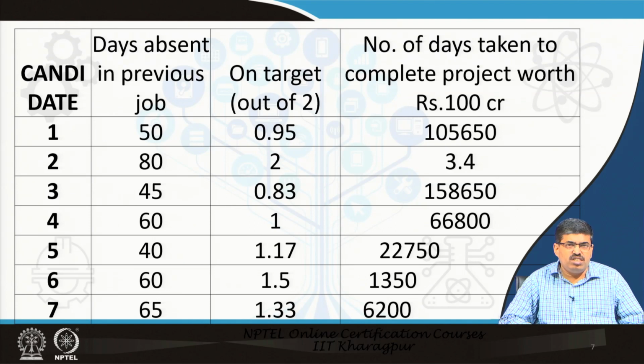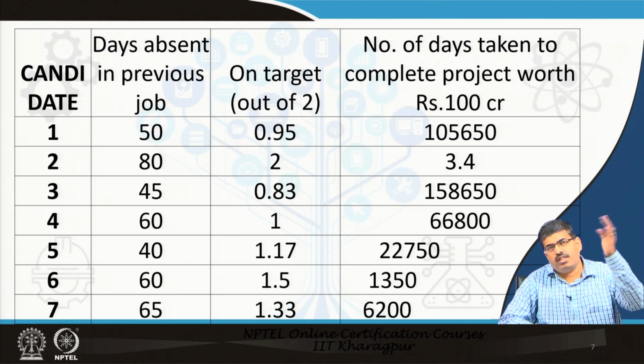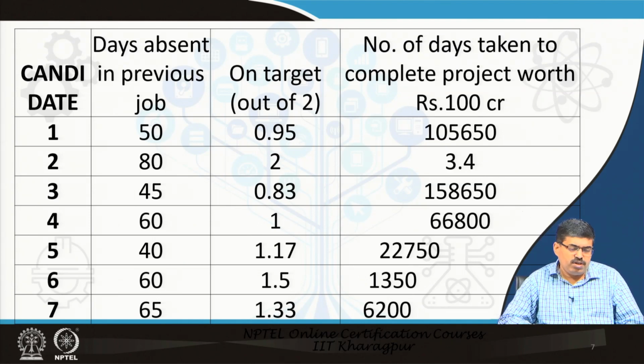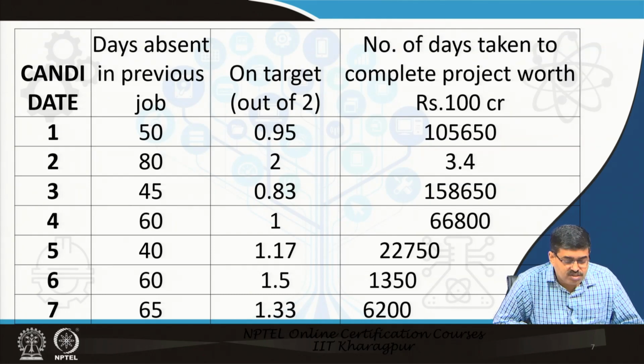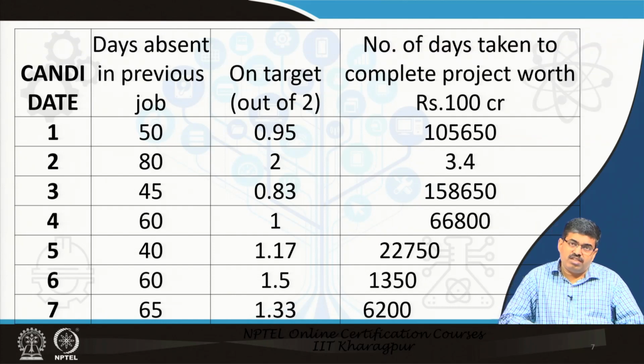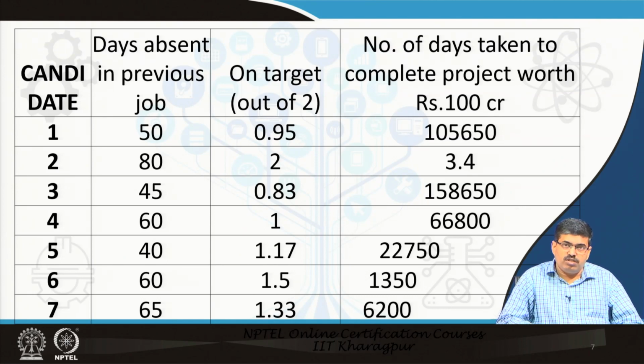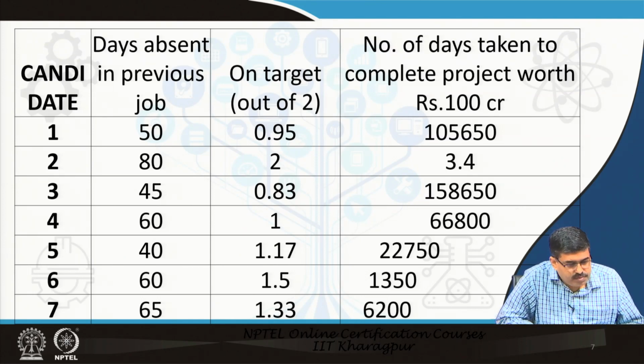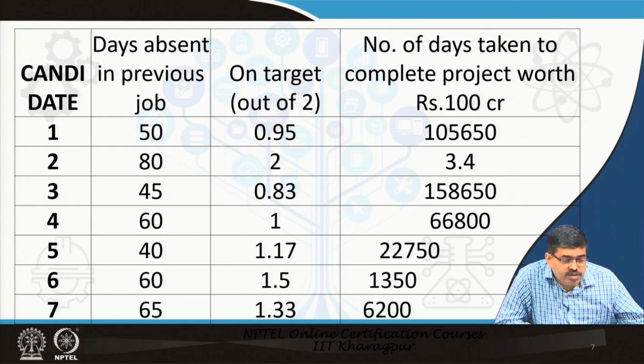You see different things: this one is good, that one is bad. If you see candidate 5, number of days absent is 40 only, very good, but on target is 1.17, while the best candidate on target is candidate 6, but his days absent is 60. So, a lot of these conflicting things are there. We will have to be very careful in arriving at a solution. So how to do it?